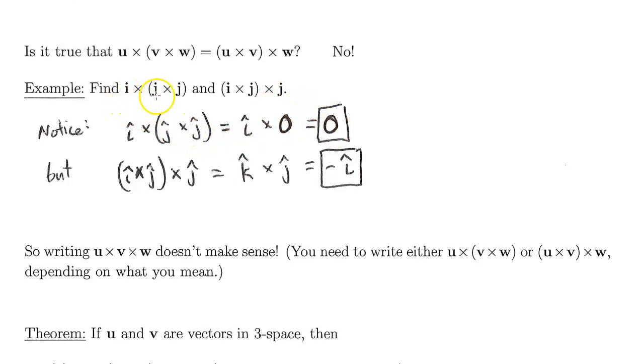In fact, if you do the first way, i cross (j cross j), well, j cross j gives you 0. Any vector cross itself is 0, and i cross 0 is 0. But if you did it this way, well, i cross j is k, and then k cross j gives you minus i. So notice that you don't get the same thing. So by the way, it doesn't make any sense then to write u cross v cross w, because you have to decide, well, do I mean (u cross v) cross w, or do I mean u cross (v cross w)? Okay, and so it doesn't make sense to write this. You would have to write it with parentheses like this to indicate what you mean.